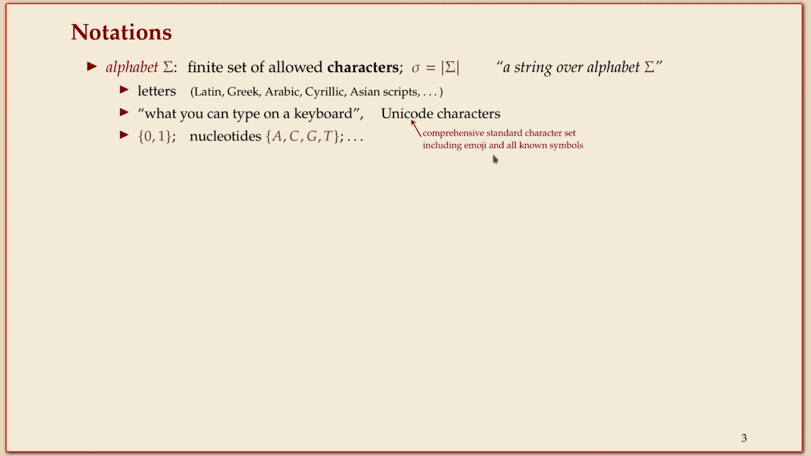That's just something to bear in mind. So this sigma can be really small. It's 4 for DNA, 4 different nucleotide bases. But it can also be hundreds of thousands, depending on what the application is. All right, here are the nucleotides for DNA.